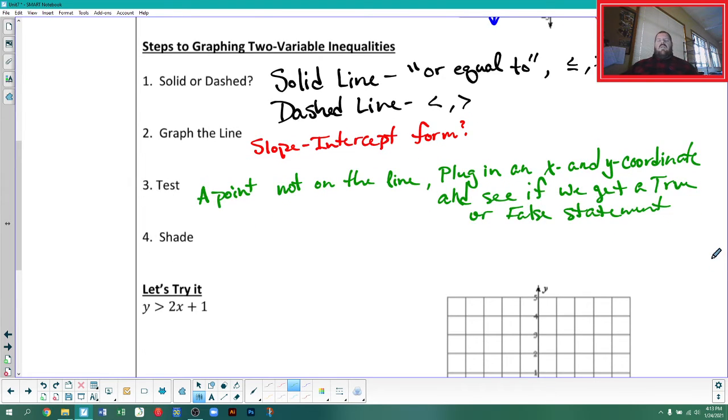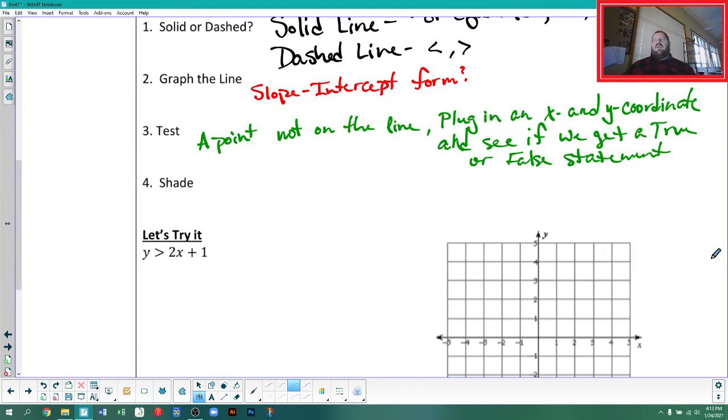Okay, and then we're going to shade half the graph. I'm not going to write anything else on there just to save our hands a little bit. But in essence, if we get a true statement, wherever that point is, again, it shouldn't be on the line. So wherever that point is, if that point is true, then all points on that side of the line are true. If that point is false, all points on the other side of the line are true. And so we would shade that other side of the line.